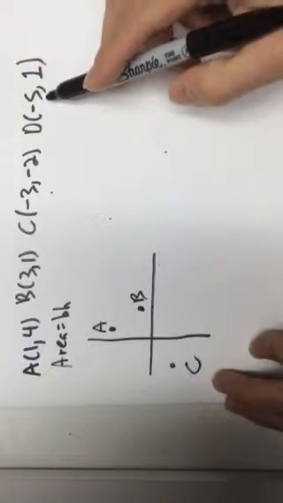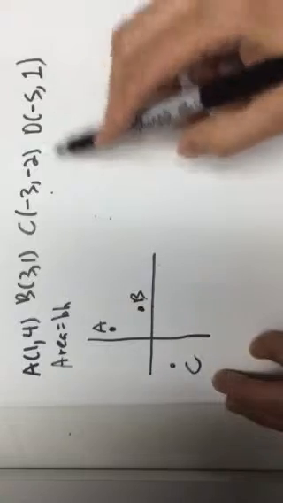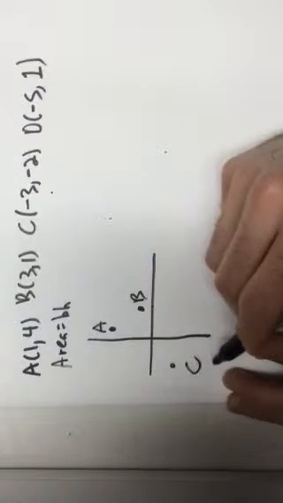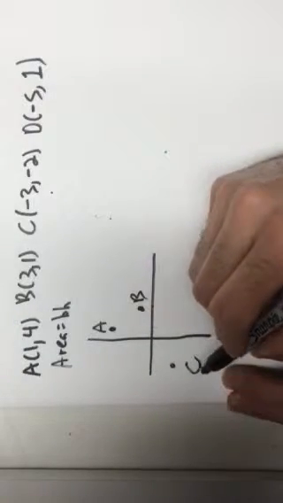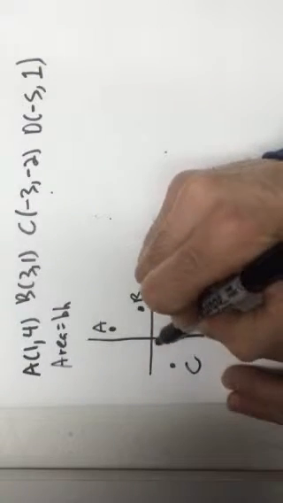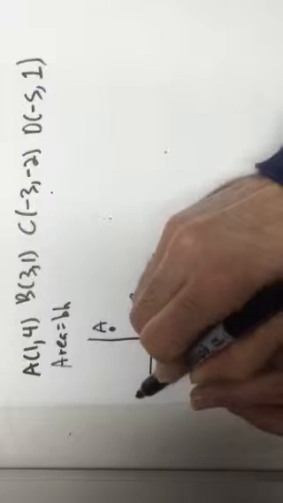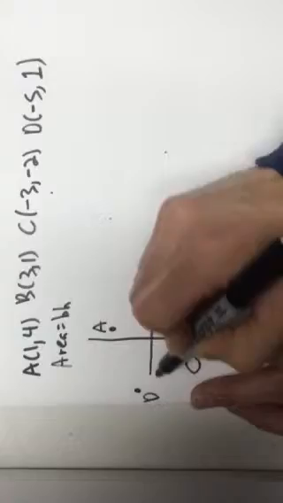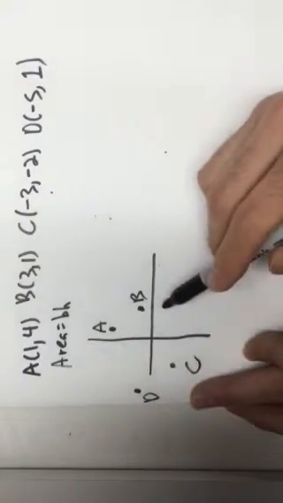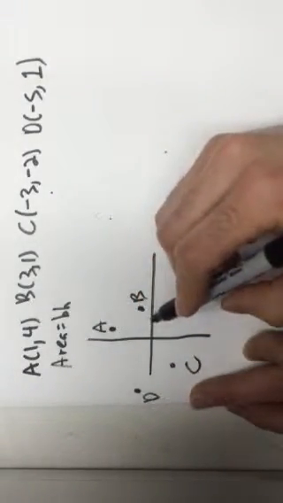And then point D is at (-5, 1). So from here, this was left 3, so I have to go left 5 and up 1. So a little further left, might be off the edge here, but left 5, up 1, that would be point D. Okay, so this is roughly a rectangle. Opposite sides would have the same length.